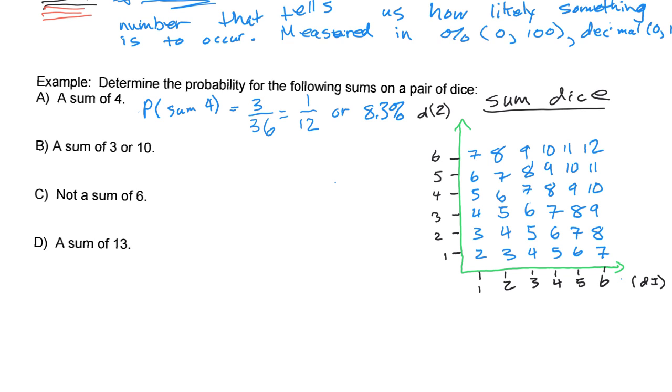And now let's see if we want a sum of 3 or 10. So 3 or 10 means that they're happening either or. Now this part here represents the or, represents the additive rule. Now the additive rule that we studied a long time ago still applies to probabilities, especially when it comes to the number of events. So let's write this out.